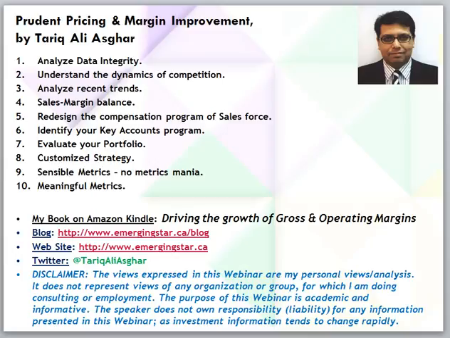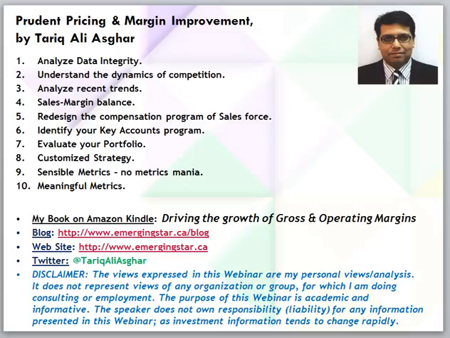Number 5. Redesign the compensation program of the sales force. Typically, the sales force is compensated on the basis of volume of sales achieved. This would have a negative effect on margins because salespeople may want to give discounts to customers in order to boost up sales. It is more logical to anchor commissions of the sales force to both volume and margins. The agreed upon volume to margin formula, step 4 above, must cascade into the compensation program of the sales force.